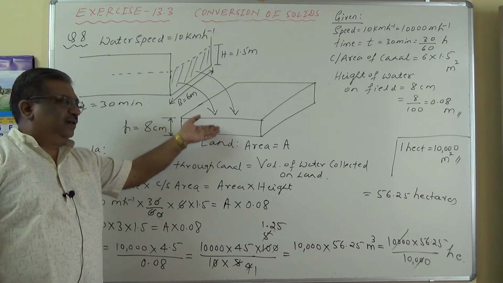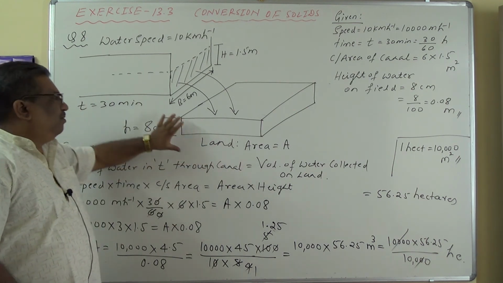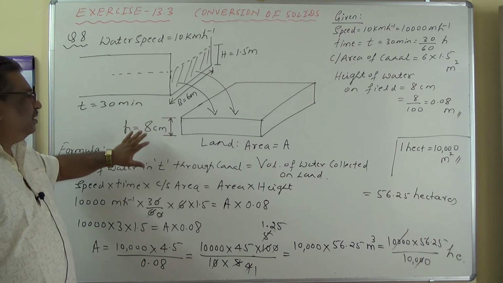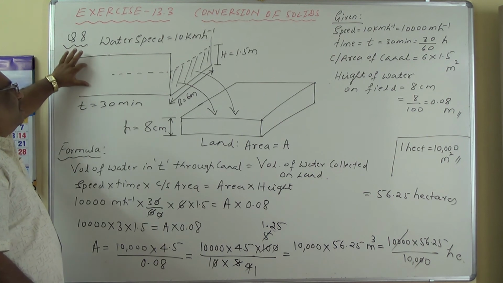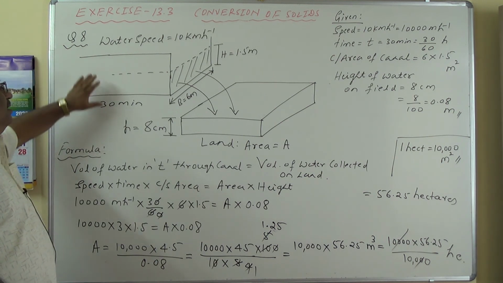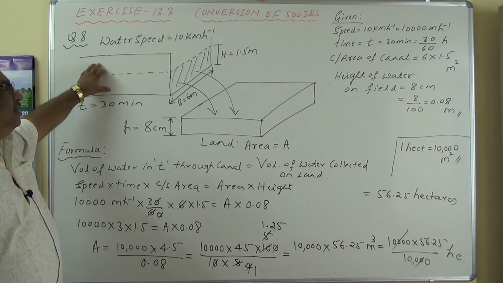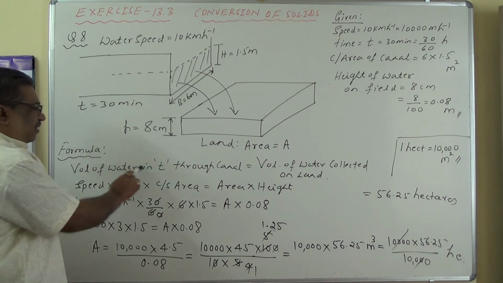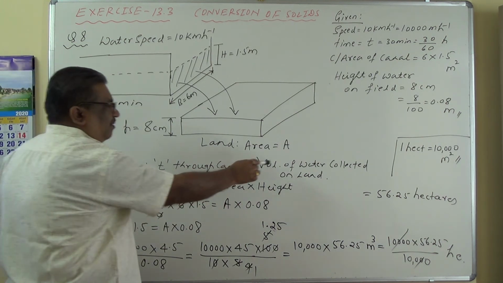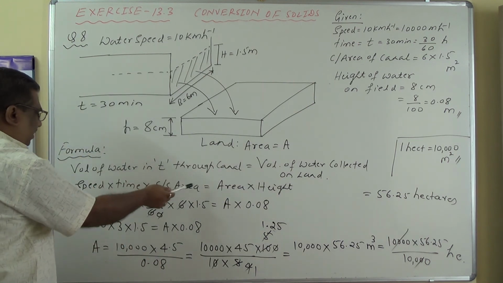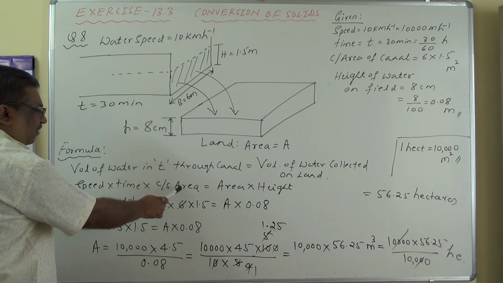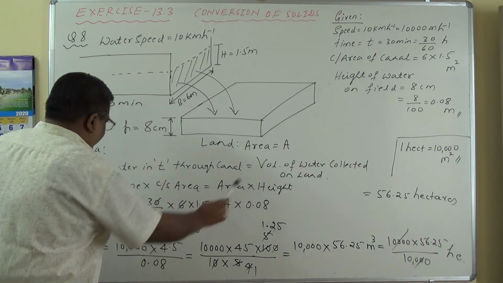Volume of the water collected, area into height, gives you the volume of water collected on the field. What is the volume of water in time 30 minutes that is flowing through the canal? So volume of water in time t through the canal is equal to volume of water collected on the land. What is the volume of water in time through the canal? Speed into time into cross section area gives you area into height.